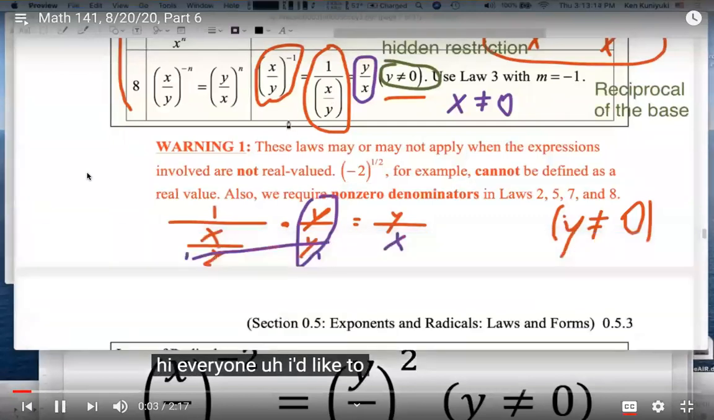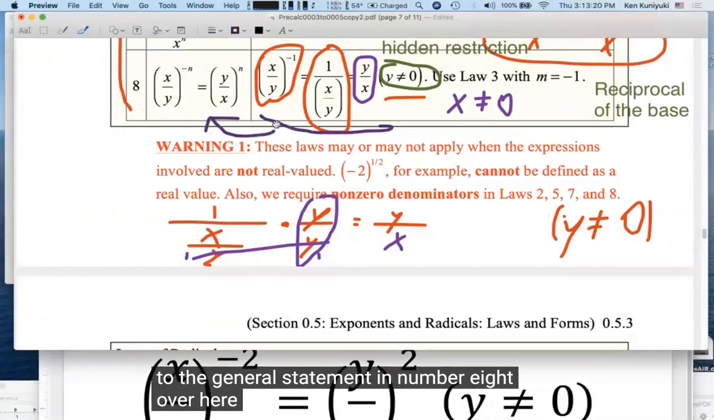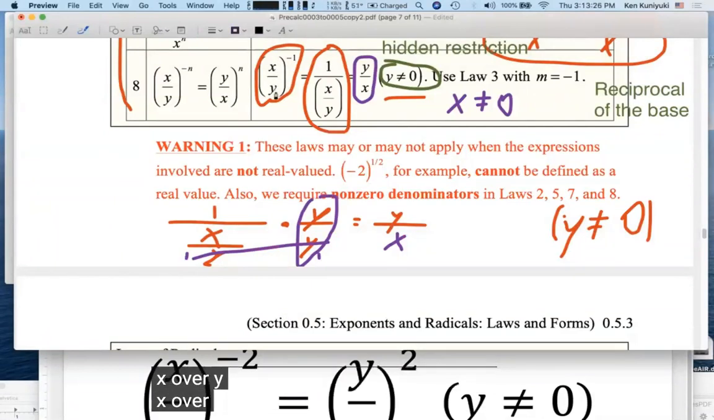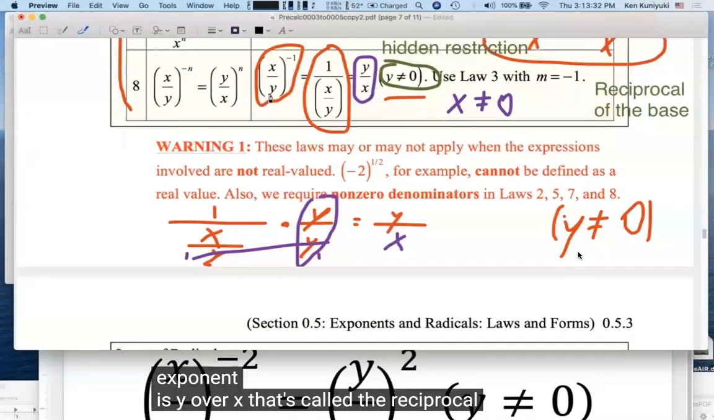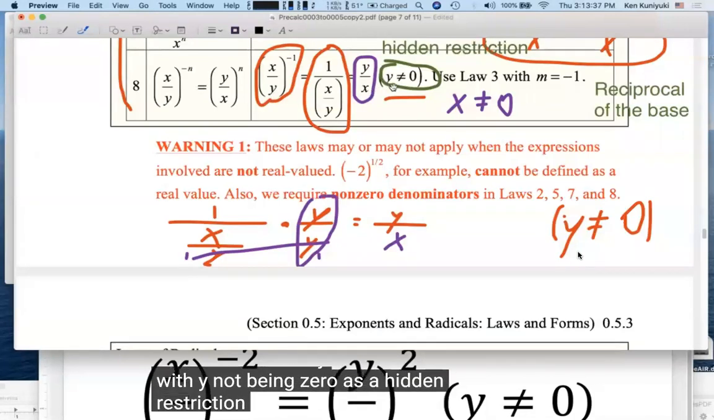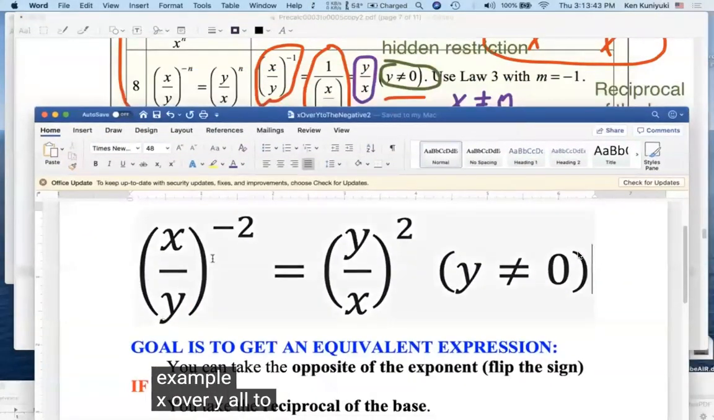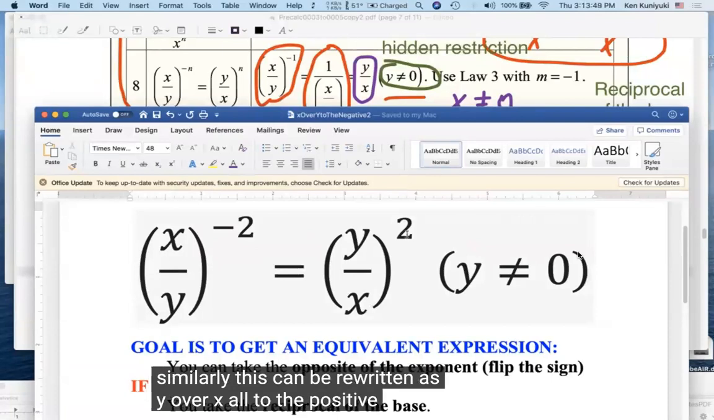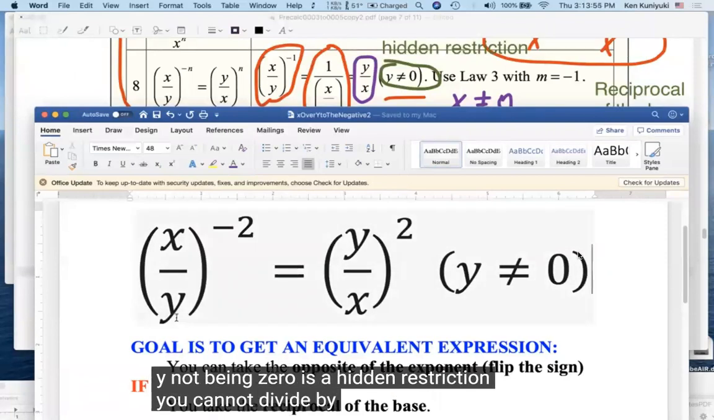I'd like to generalize this over here to the general statement in number 8. Before, I talked about how the reciprocal of x over y, all raised to the -1 exponent, is y over x. That's called the reciprocal of the base, x over y, with y not being 0 as a hidden restriction. Well, let's look at a more difficult example, x over y all to the -2. Similarly, this can be rewritten as y over x all to the +2, where again, y not being 0 is a hidden restriction. You cannot divide by 0 to the left here.